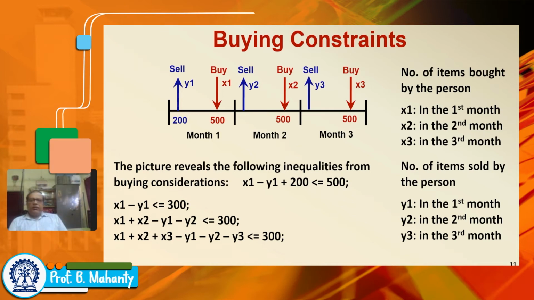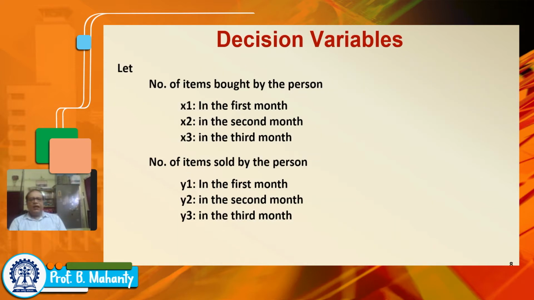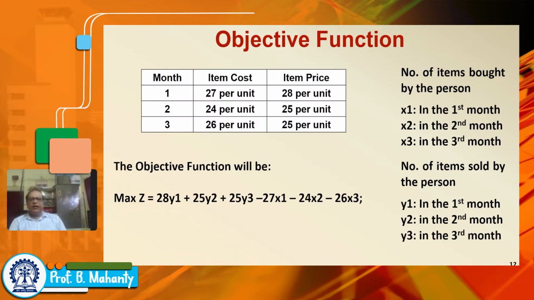So my request to you now, can you also put the objective function? What should be the objective function for this particular problem? To understand the objective function, you have to go back to the table, which has the 3 months, the item cost and item price. The item cost is for purchasing and item price is for selling. Is it all right? So what should be the objective function? 28 y1 plus 25 y2 plus 25 y3 minus 27 x1, 24 x2 and 26 x3. Right, this is exactly what it should be.